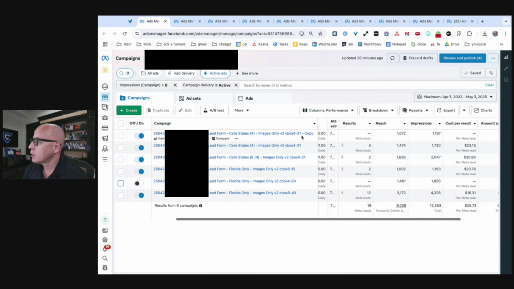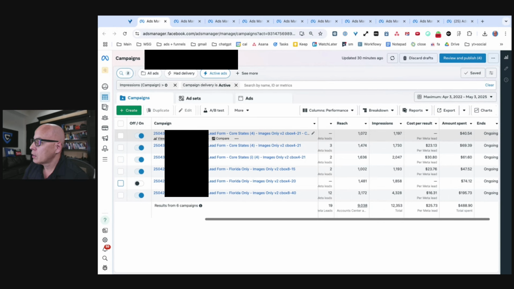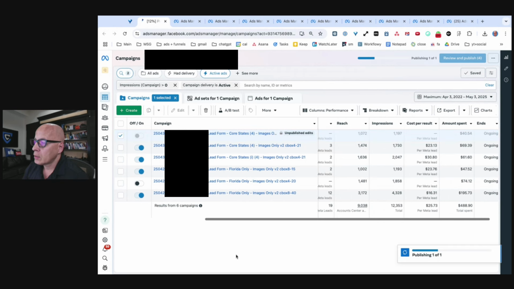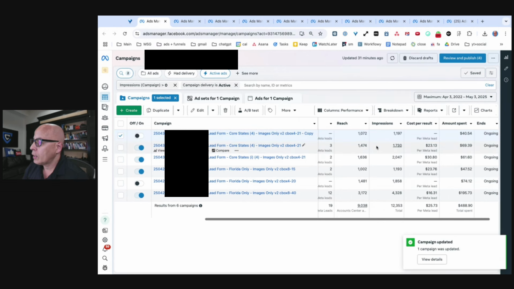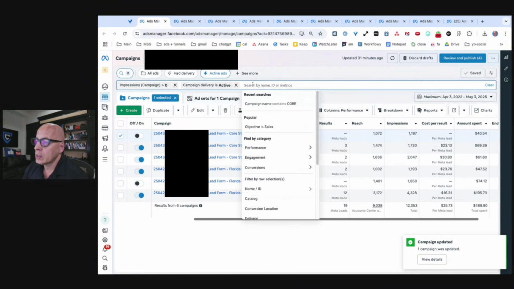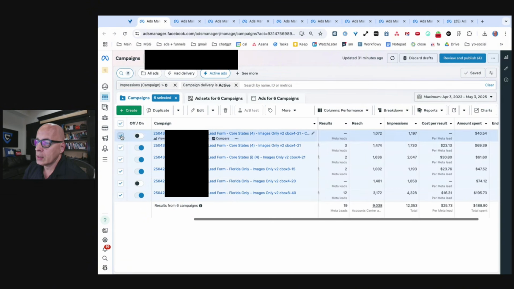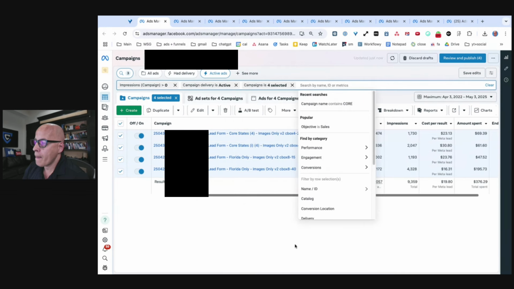Now, if we look at the other ones here, there's another one here. This is Core States. That one has spent $40 and has not produced any leads. So I'm going to cut that off. And then now here, this one, I'm going to let them be. I'm going to refresh this so that I'm only seeing the campaigns that are actually running. So let's go ahead and clean this up.